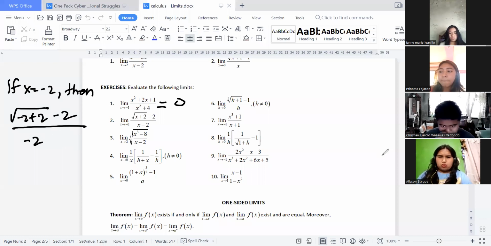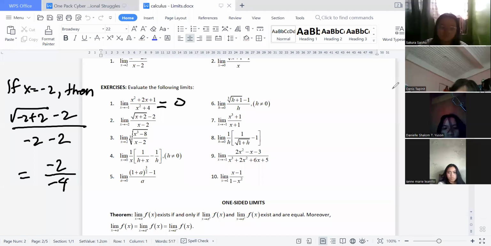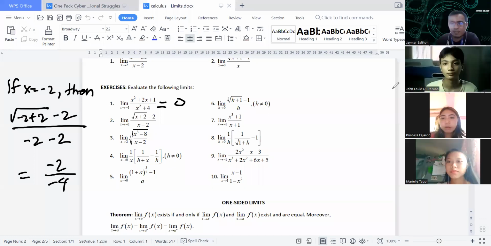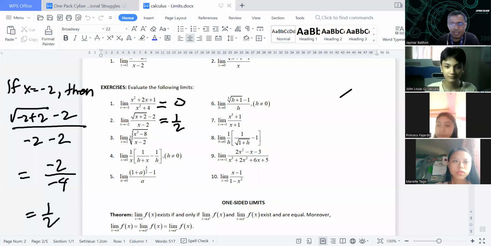Correct, right? Okay, and after that it becomes 0. The square root of 0 is just 0. So what we will have is -2 over -4, right? Agree? Yes, sir. Then after that, it will be now positive 1/2. So the answer here is positive 1/2. Understood? Easy?